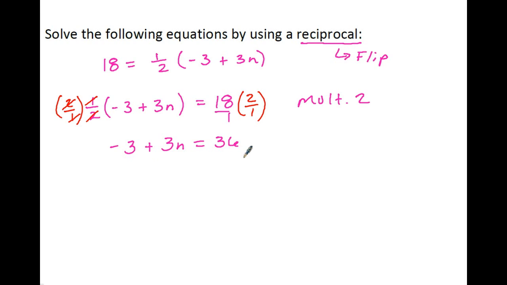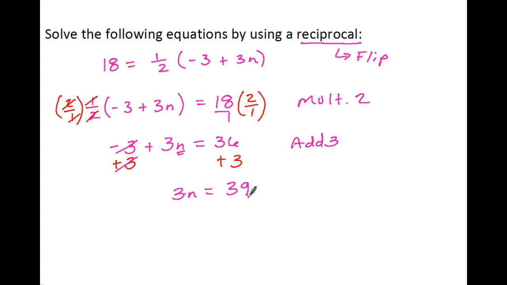Okay, so from here, again, we want to solve for n. Before we can even get rid of the 3 next to it that is multiplied, we need to get rid of this negative 3 here. So the opposite of subtraction is going to be addition. So we're going to add 3 on both sides, add 3 here and add 3 here. These are going to cancel, and now I have 3n equal to 36 plus 3. 36 plus 3 is going to equal 39.